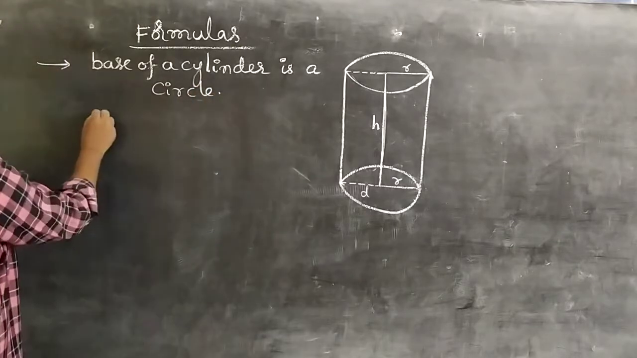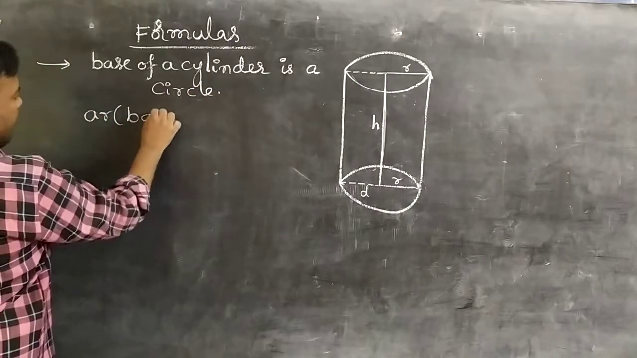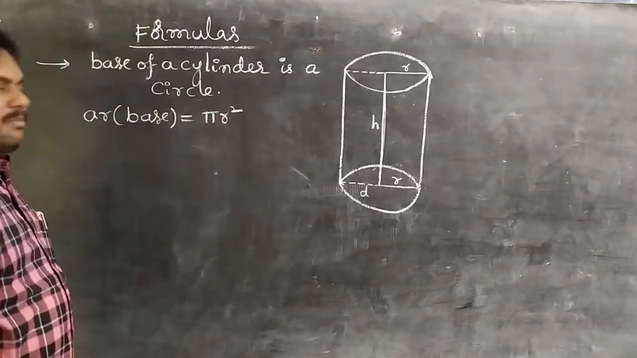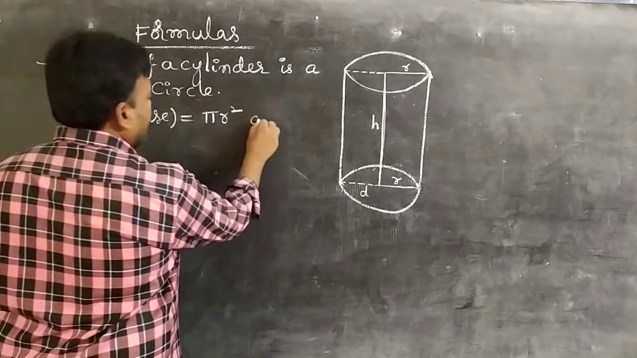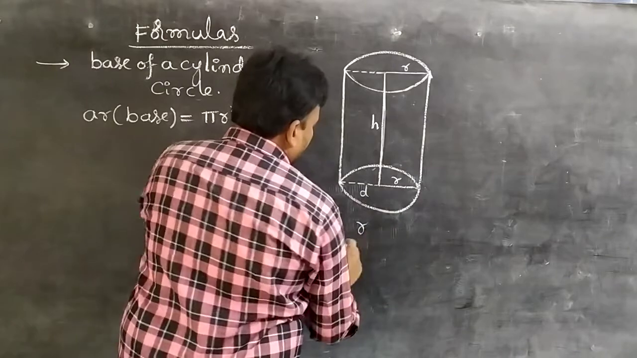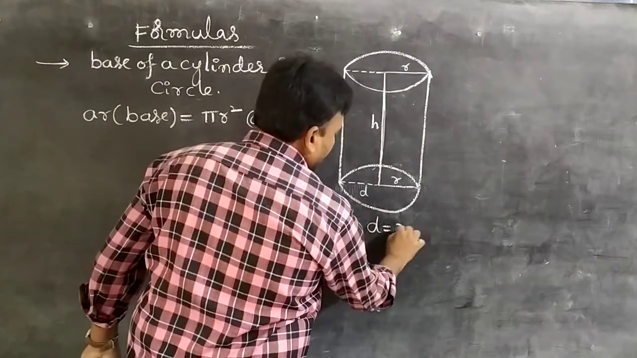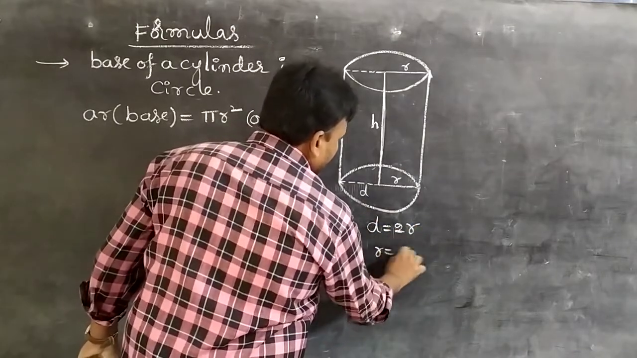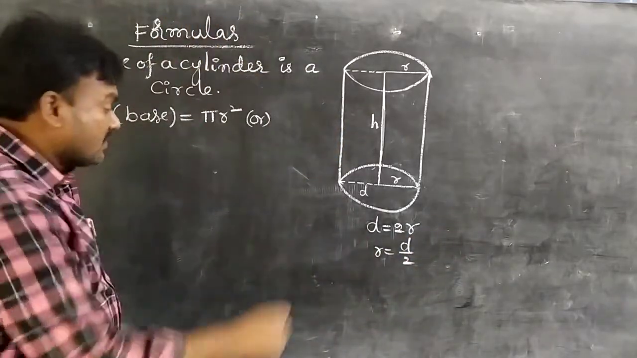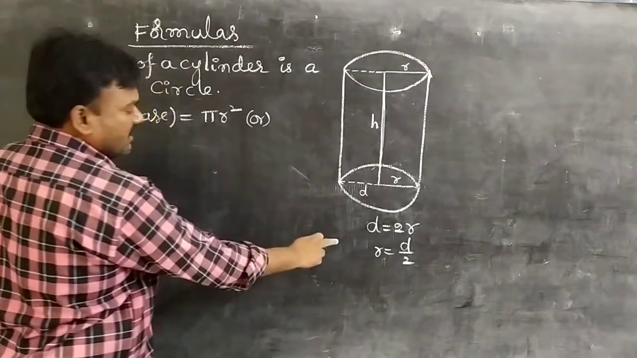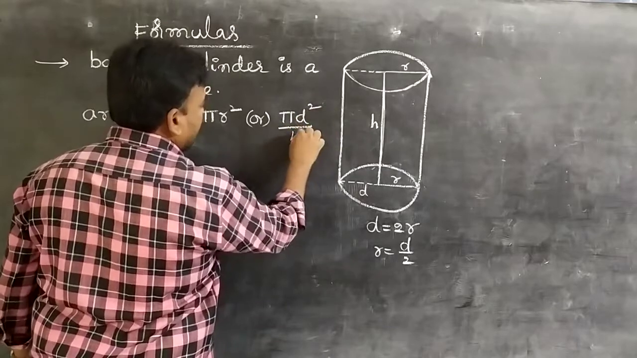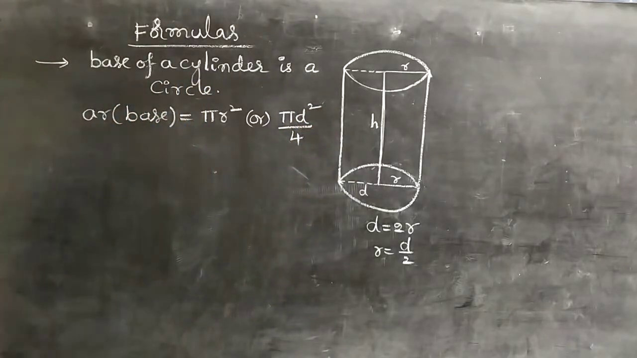Okay, students. Then the area of the base equals pi r square. Area of the base equals pi r square. We know D equals 2r, then r equals d by 2. Substituting r as d by 2, that implies pi d square by 4. This is the area of the base formula, students.